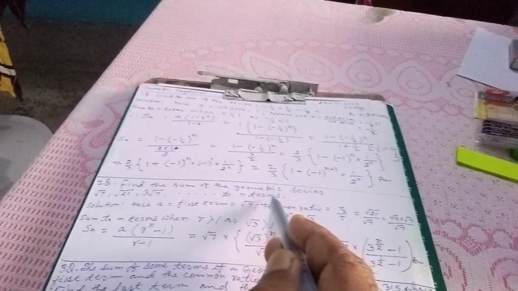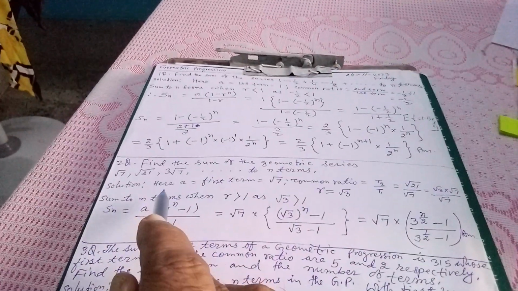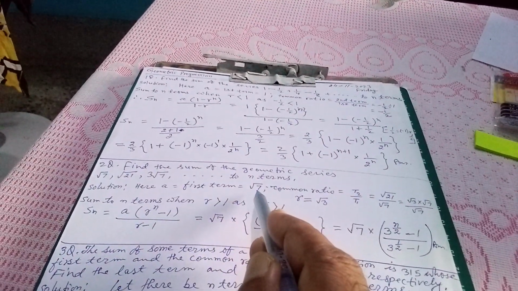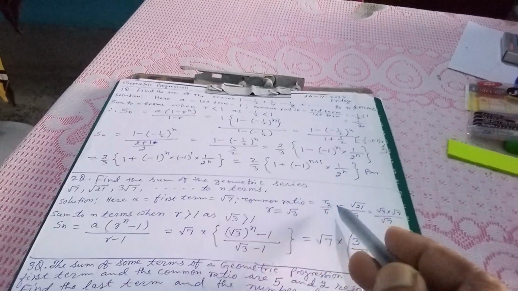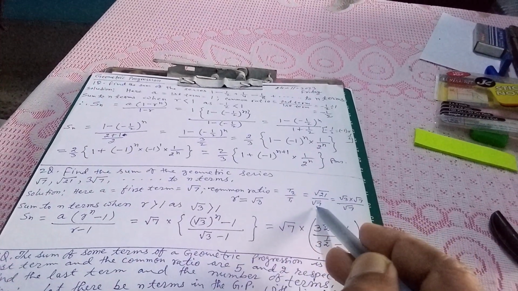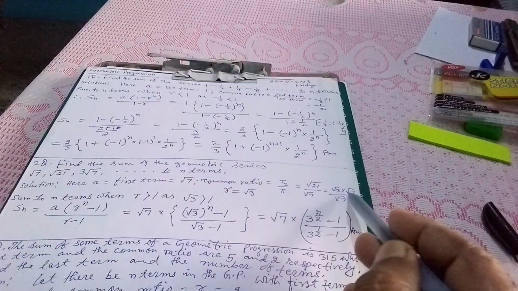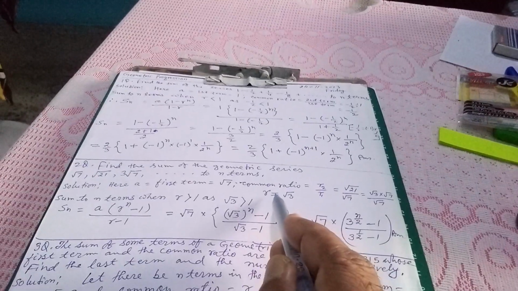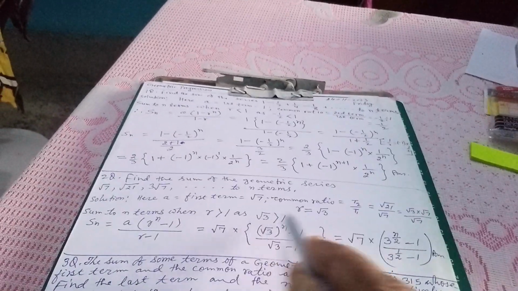The second question is: find the sum of the geometric series root 7, root 21, 3 root 7 and so on to n terms. So the solution is, here we find a equals the first term, that is root 7. Common ratio equals second term by first term, that is root 21 by root 7. Root 21 means root 3 into root 7 by root 7. Root 7 cancels. So root 3 is the common ratio, that is r.